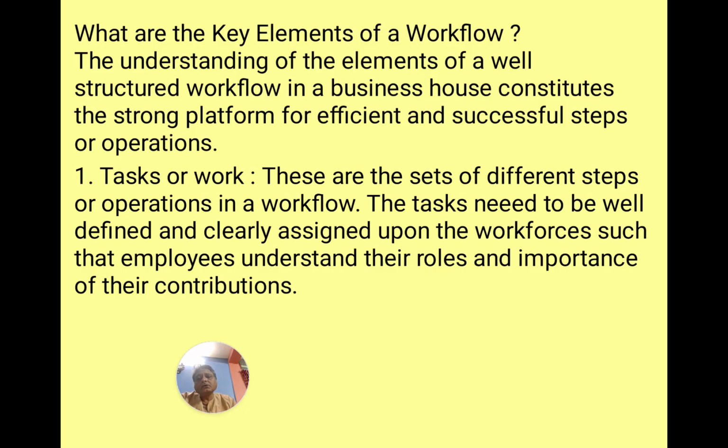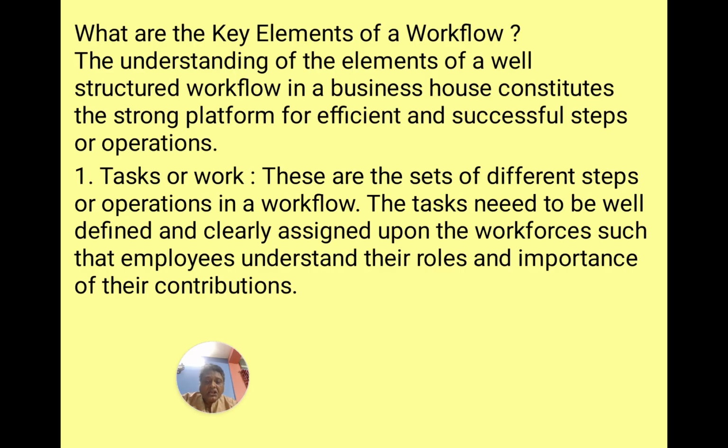Number one is tasks or work. These are the sets of different steps or operations in a workflow. Say you have been given an order for producing a material. To produce this material, 5 machines are required to work for 8 or 10 hours every day, and 15 people will have to be involved with this work.